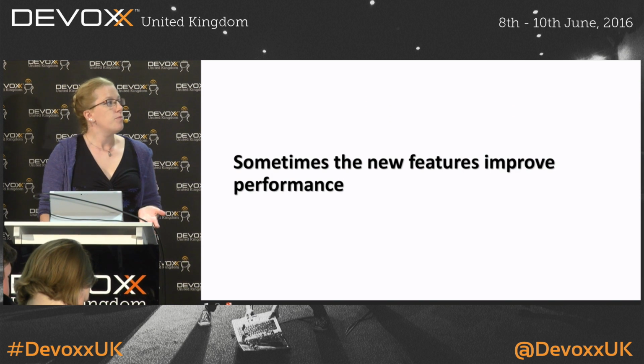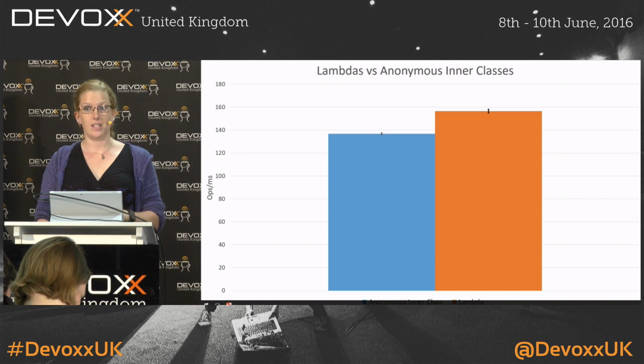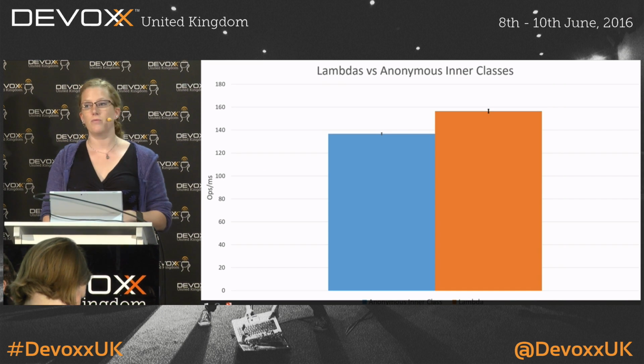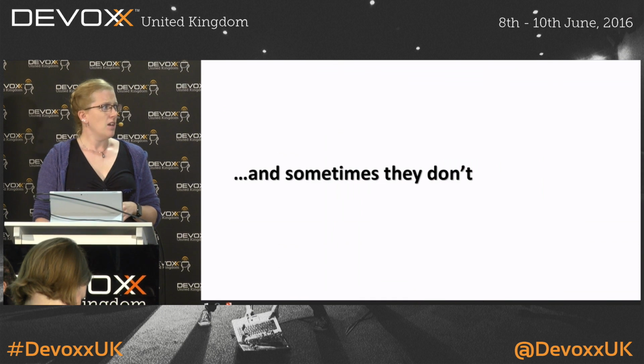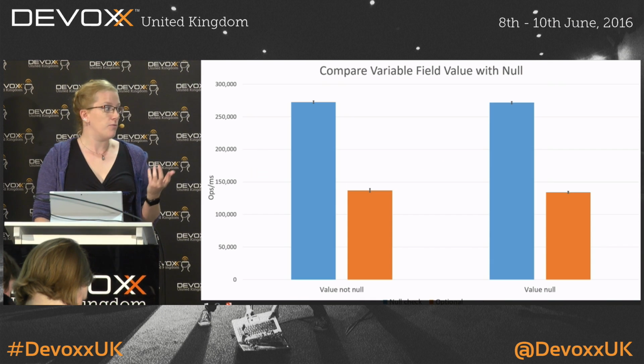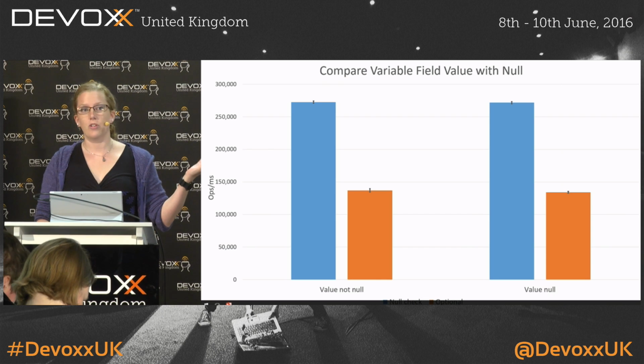Sometimes the new features improve performance. In my specific example of lambdas, I got marginally better performance from having lambda. And sometimes you don't get better performance. For example, if you wrap your value in an optional, you have just incurred an extra cost there.